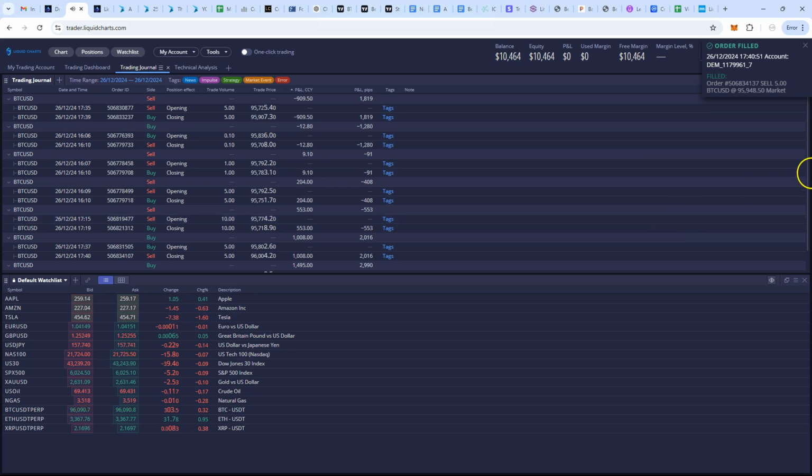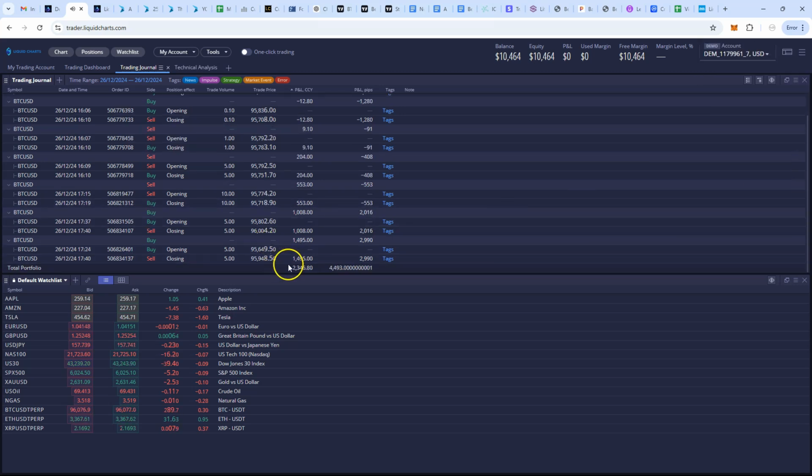So on our trading journal, we can see that we won 1,495. We won 1,008. We won this right here, 553. So we won all these trades right here.